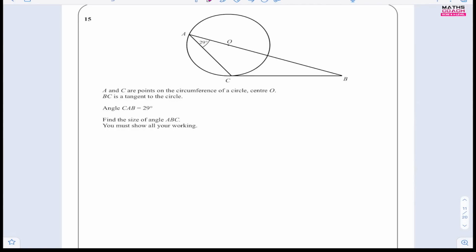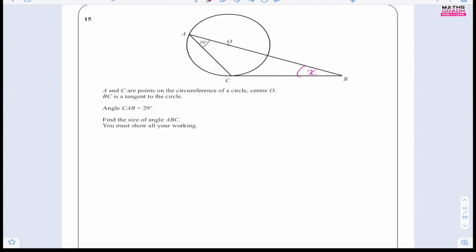Question 15. A and C are points on the circumference of a circle with the center O. B to C is a tangent to the circle, and angle CAB is equal to 29 degrees. Find the size of angle ABC, showing all your working. So angle ABC, we are looking for this angle right there. So let's go ahead and mark that. That's what we're looking for, angle X right there.